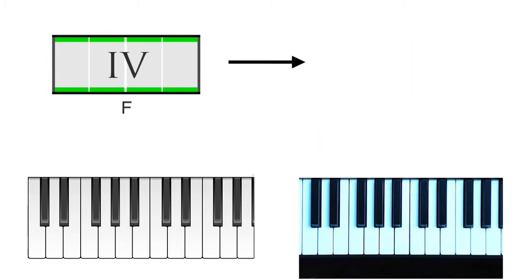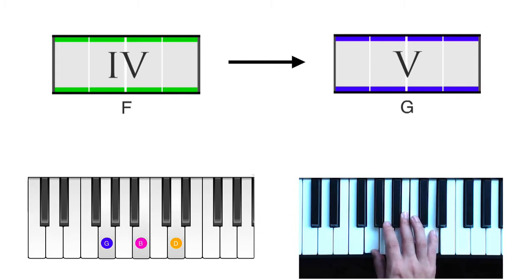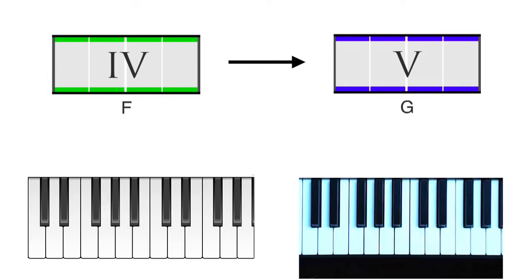Let's do this final example, 4 to 5, or F major to G major. Now our 4 chord has notes 4, F, 6, A, and 1, C. But our G chord has notes 5, G, 7, B, and 2, D. In this example, there are no common tones between the F and G major chords. So how do we voice this?